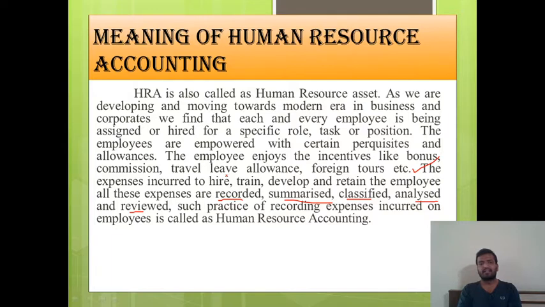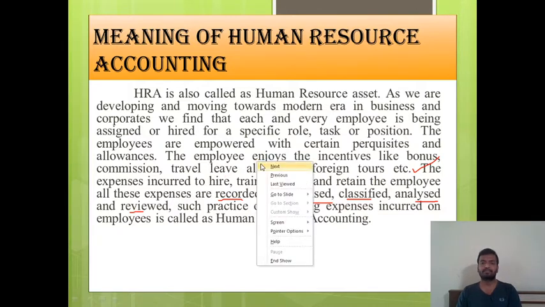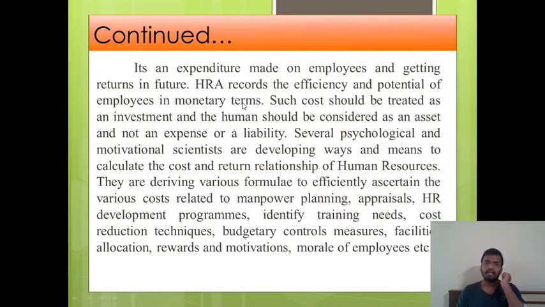In the second line, we have seen that in corporates each and every employee is being assigned or hired for a specific role. Yes, the business world is becoming more dynamic day by day. It is changing day by day. The requirements are changing. The expectations from the available human resource are also changing. So for maintaining all these things, human resource accounting is required. It is an expenditure made on employees and getting returns in future. That's what we have just now seen.